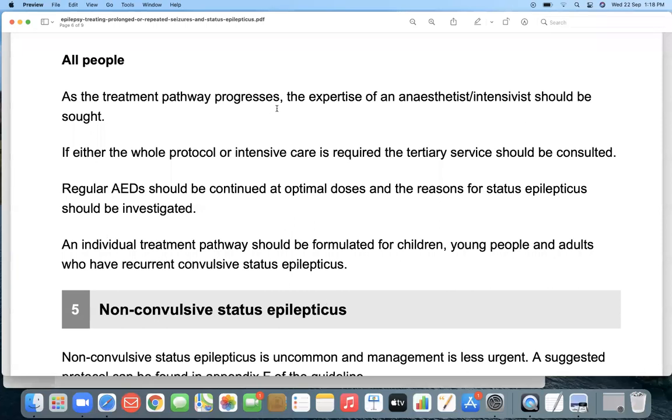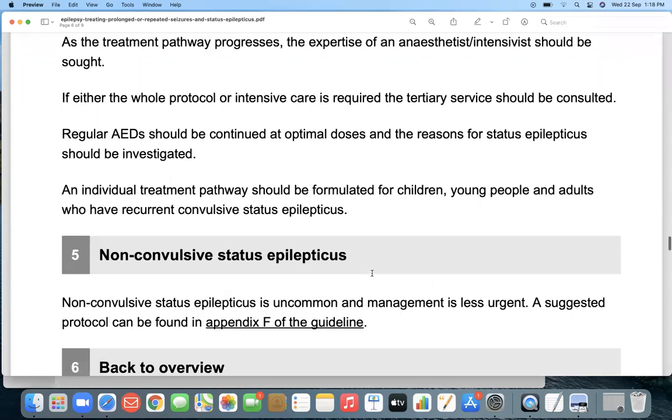As the treatment pathway progresses, the expertise of an anesthetist and intensivist should be sought. If either the whole protocol or intensive care is required, the tertiary service should be consulted. Regular AEDs should be continued at optimal doses, and the reason for status epilepticus should be investigated. An individual treatment pathway should be formulated for children, young people, and adults who have recurrent convulsive status epilepticus.